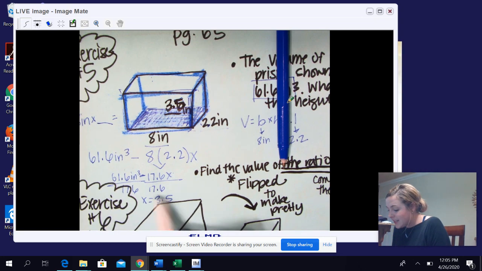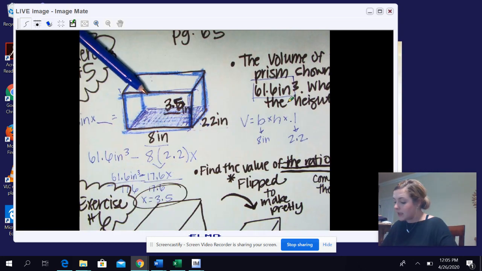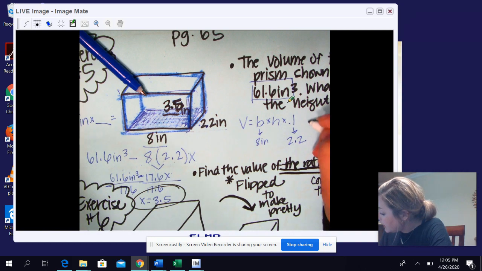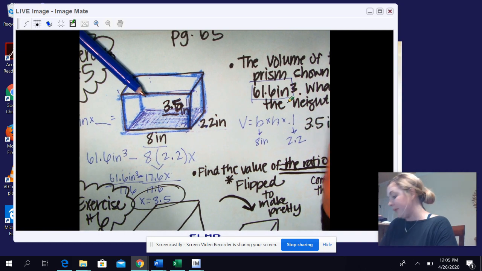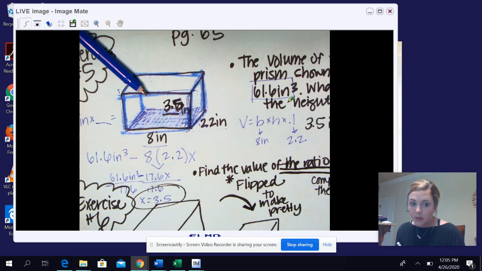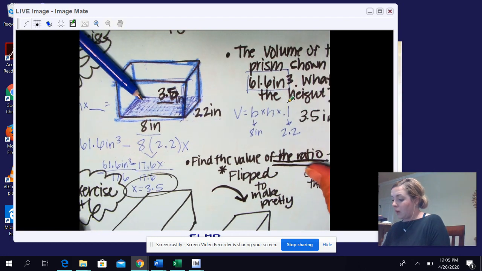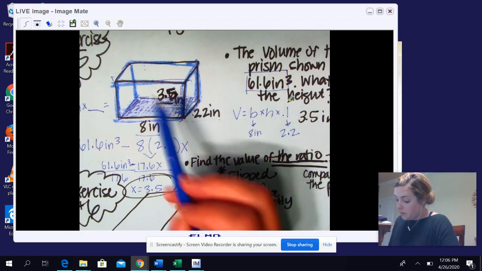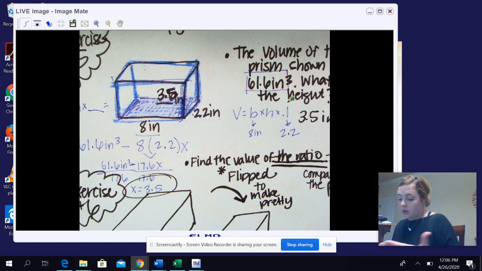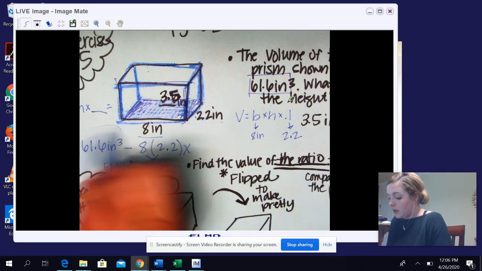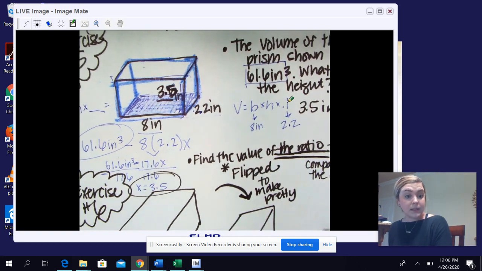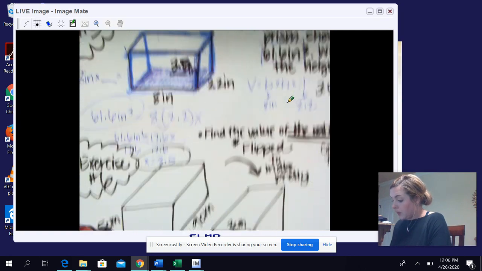So x is 3.5. If you had to explain this, we would say that the height of the figure would be 3.5 inches. Okay. Again, if I just gave you these 3 dimensions and I said, hey, what's the volume? You'd multiply them all together and you would get 61.6 inches cubed.